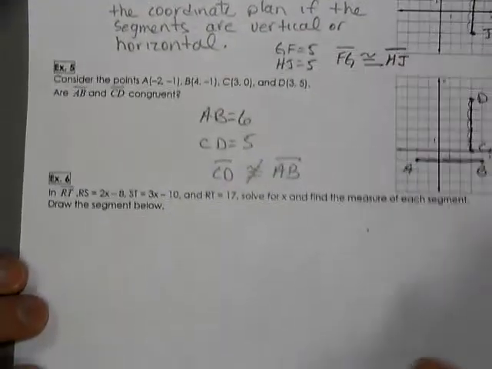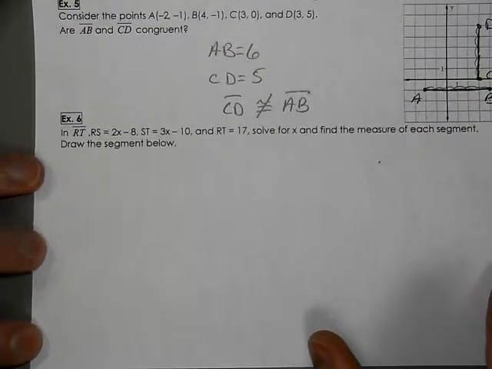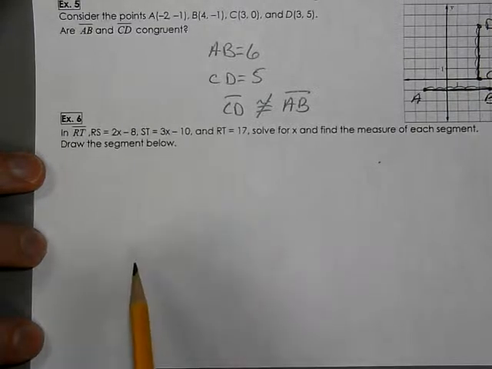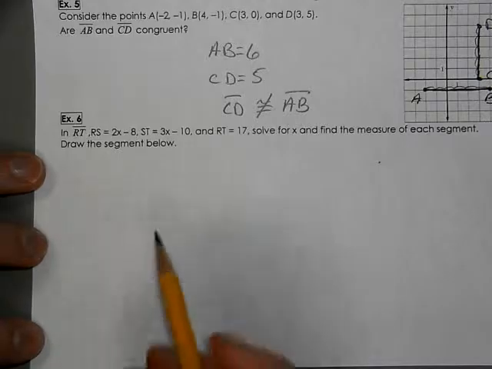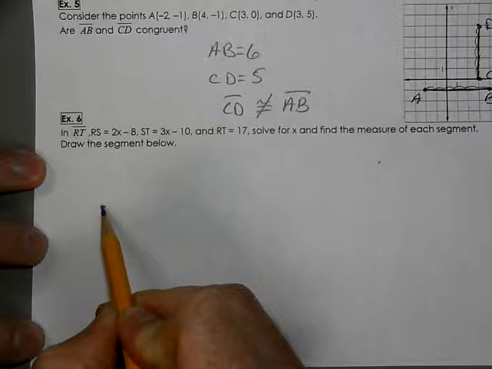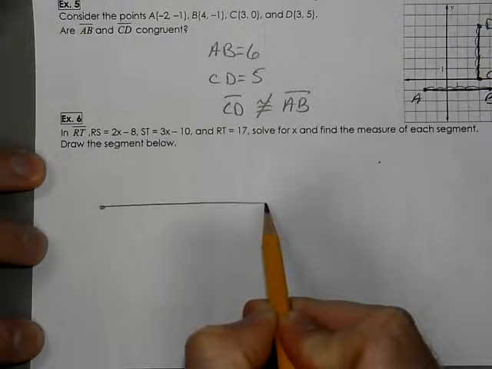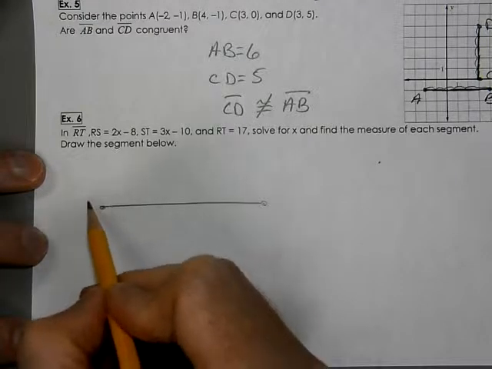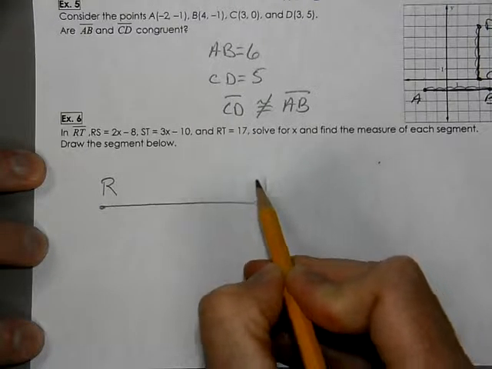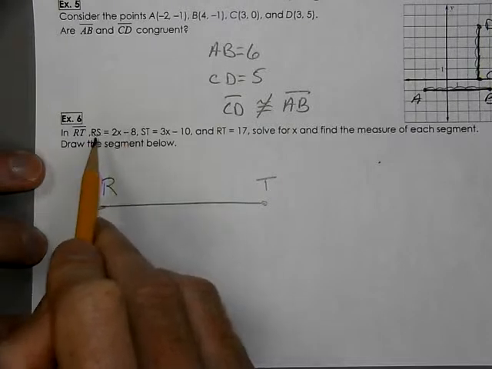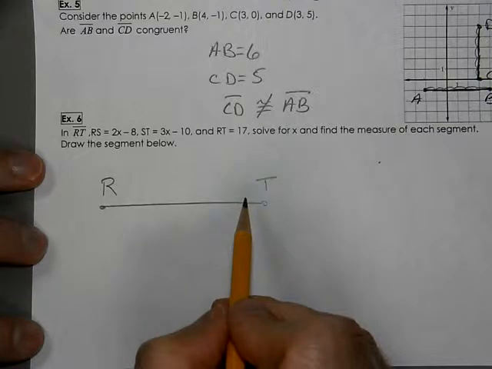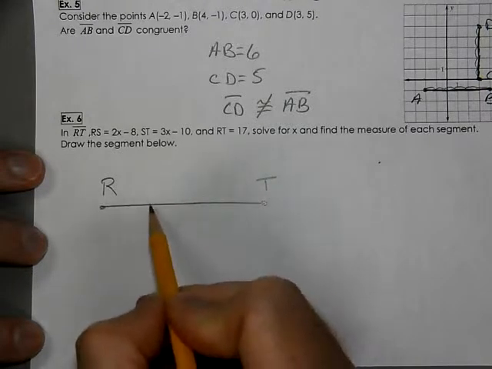For an even trickier one, for our last example, we're going to look at RT. Now, we don't have a coordinate plane. We don't have plotted points. So a lot of times we can just make up a value like so. So we have R, we have T. This is going to talk about RS. S is in between R and T. We don't know where it is in between, but it's in between there somewhere.